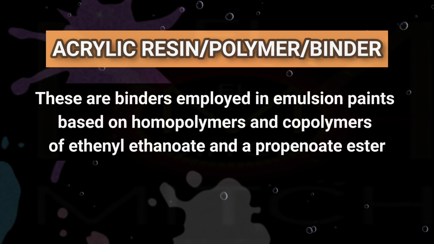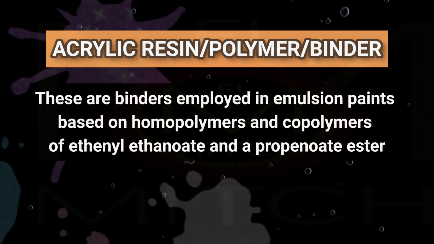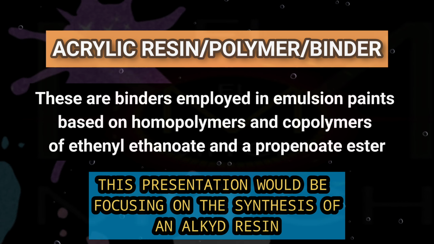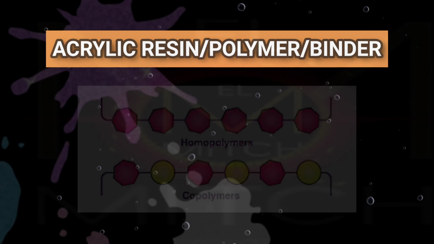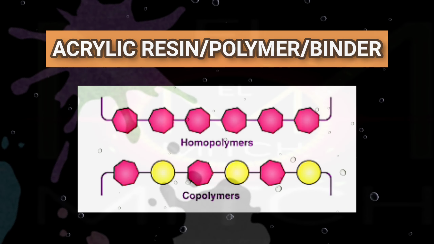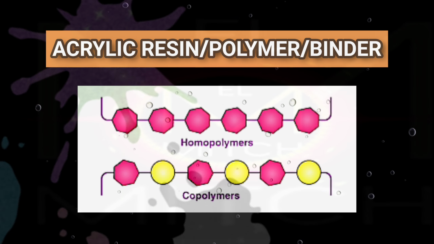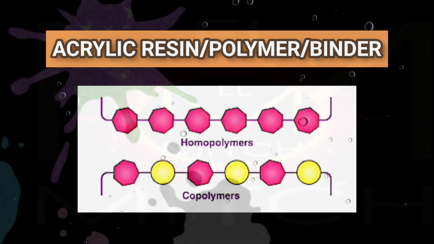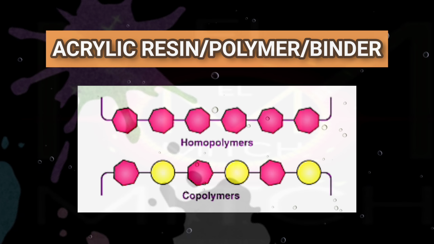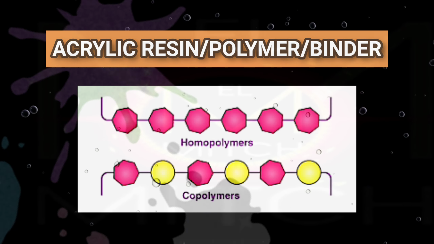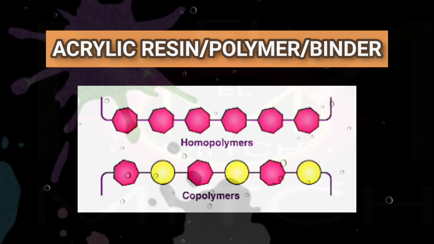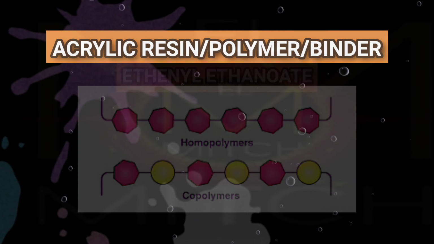Acrylic polymers are those that are used as binders, especially in emulsion paints. Emulsion paints are water-based paints, okay? Based on homopolymers or copolymers. We know what homopolymers are. They are polymers that are made from the same monomer. So for example, we can have polyethylene, and we also have copolymers that are from different monomers.